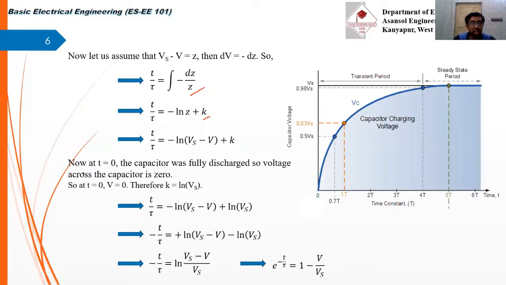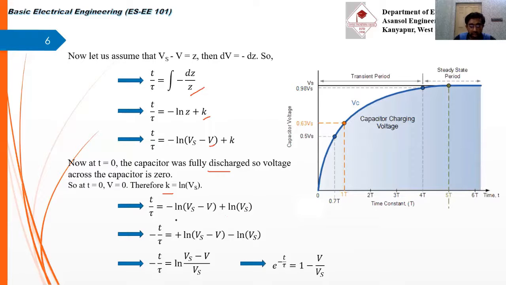Now put the initial condition. What is the initial condition? At t equals 0, the capacitor was fully depleted, so the voltage across the capacitor is 0. Now it is charging gradually. So at t equals 0, V is also 0. Therefore, k equals ln Vs. Fine. So t by tau equals minus ln (Vs minus V) plus ln Vs.